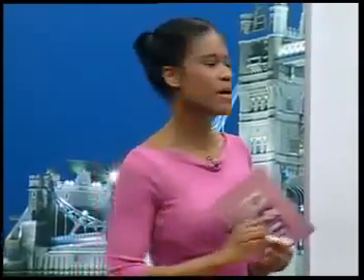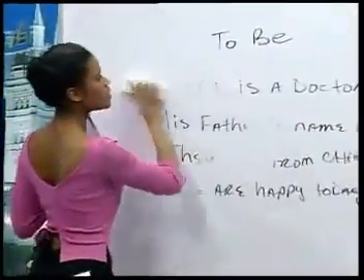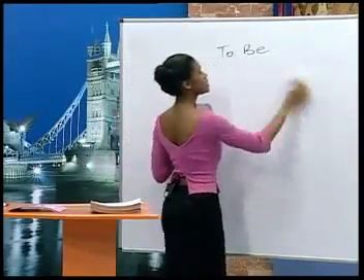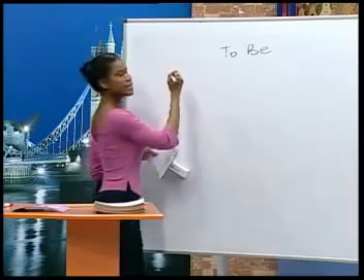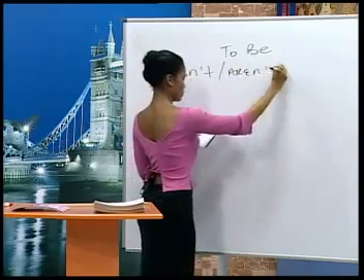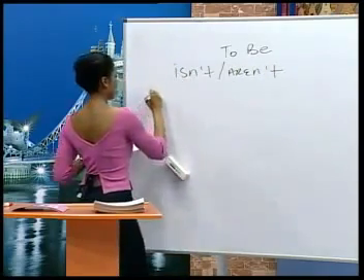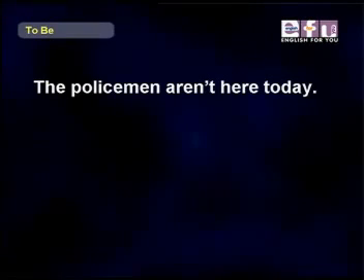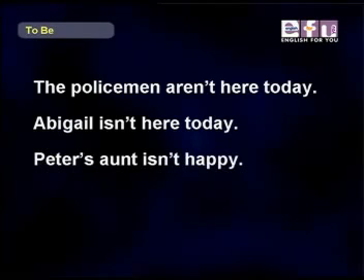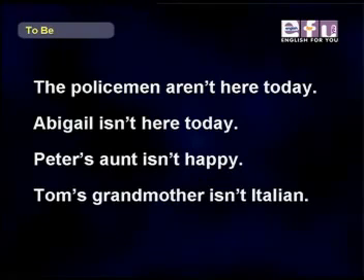Now, we also need to talk about the negative forms of the verb to be. Remember, there are 2 ways to write the negatives in some cases. We have to use isn't or aren't. Now for some examples. The policemen aren't here today. And Abigail, not aren't, but isn't here today. Peter's aunt isn't happy. And Tom's grandmother isn't Italian.